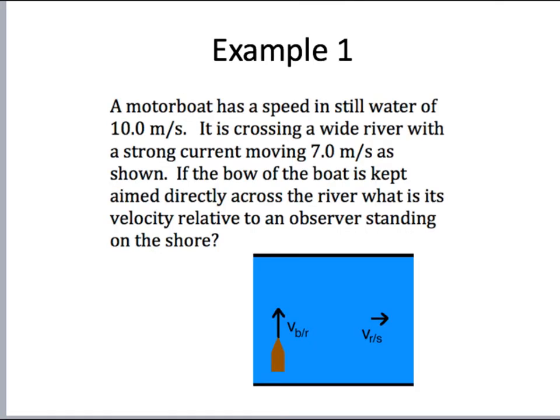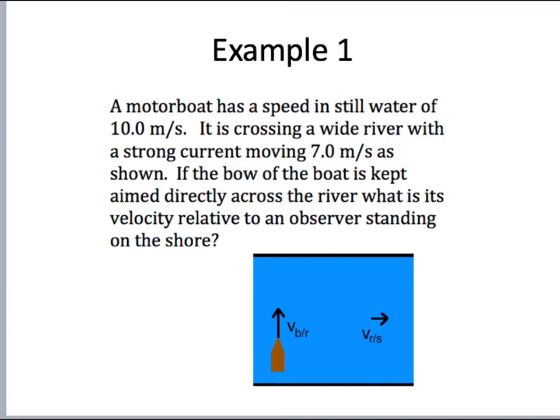So here's an example. A motorboat has a speed in still water of 10 meters per second, and it's crossing a wide river with a strong current that's moving 7 meters per second, as shown in the picture below. So here is the boat, and he is going straight across the river, and the river itself is moving to the right. Now, if the bow of the boat is kept directly aimed across the river, what's going to be its relative velocity to an observer standing on the shore?